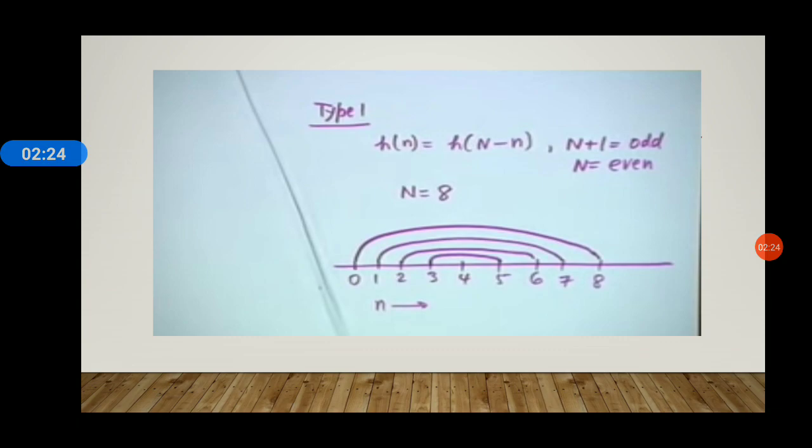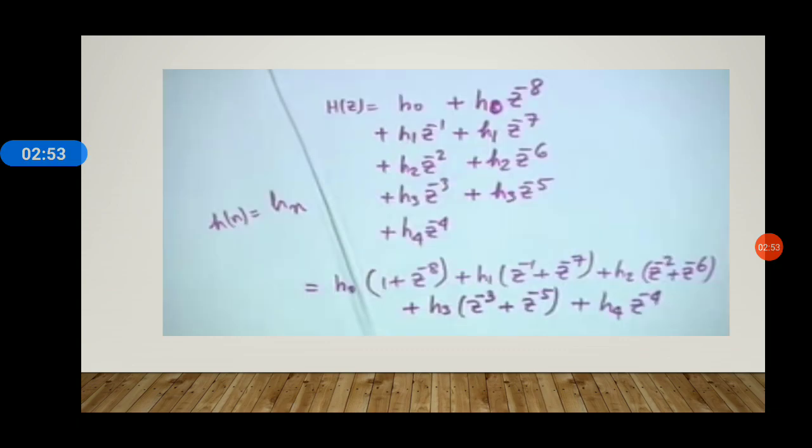Type 1 is where the impulse response is symmetric and the length is odd, that is, capital N is even. Say for example, if we take capital N as 8, then h0 is equal to h8, h1 is equal to h7, h2 is equal to h6, h3 is equal to h5, and h4 is a loner. It doesn't have any pair.